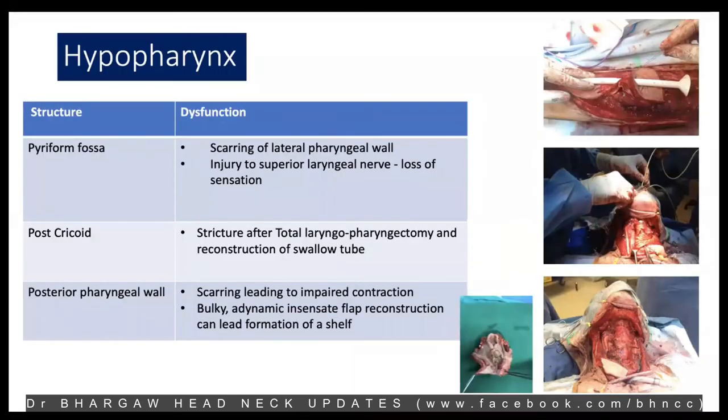Coming to the hypopharynx, surgery in the hypopharynx is usually not routinely done, but there are a few centers doing primary surgery. The problems they get are scarring of the lateral hypopharyngeal wall. There could be injury to the superior laryngeal nerve, thereby causing loss of sensation to that part of the hypopharynx. If it is a postcricoid tumor, there could be a stricture or some form of narrowing, and if it's a circumferential tumor, then the patient would sometimes have stenosis. Posterior pharyngeal wall.